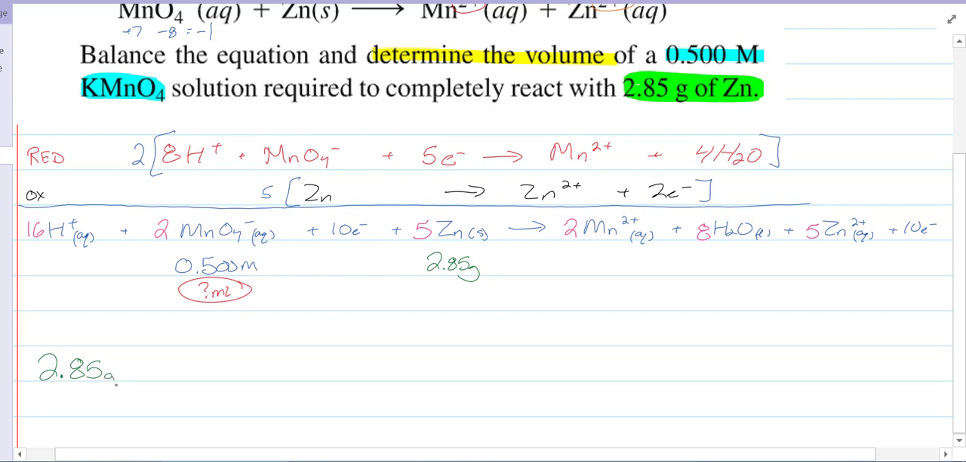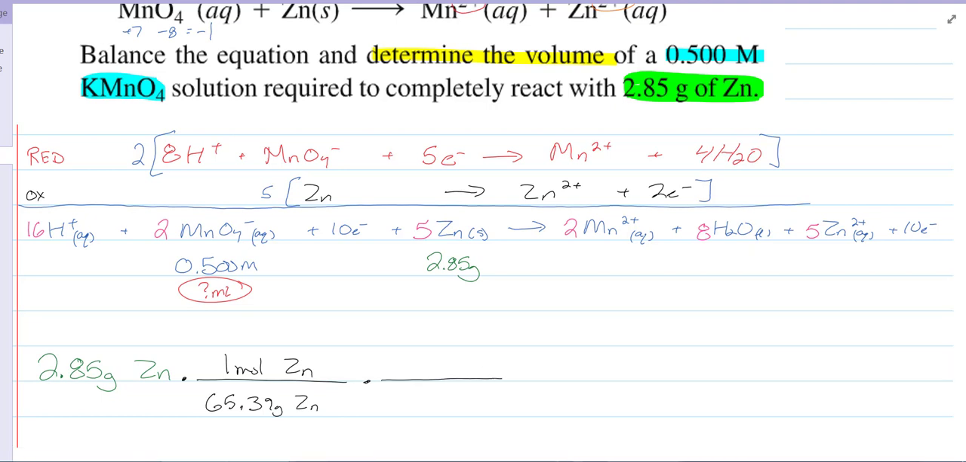2.85 grams of zinc. Well, we know that 65.39 grams of zinc is 1 mole of zinc. And we know it's going to be 5 moles of zinc to 2 moles of KMnO4. I'm throwing the potassium in there because it's potassium permanganate. Potassium is a spectator ion, so it's not in our net ionic equation.